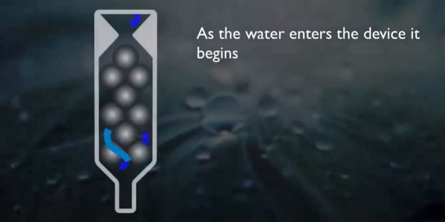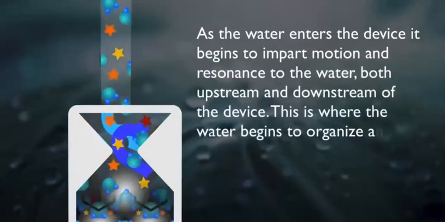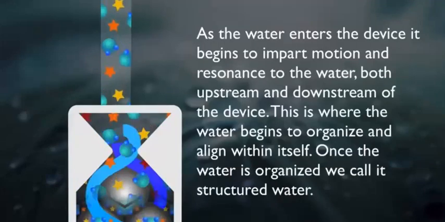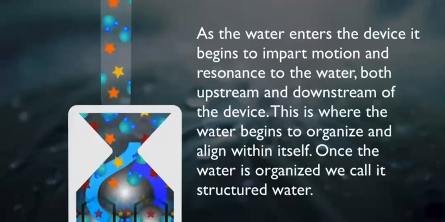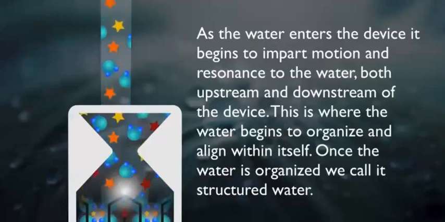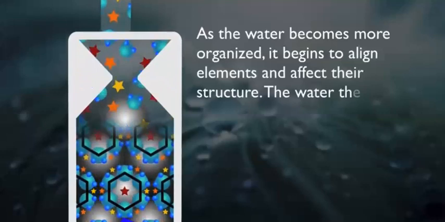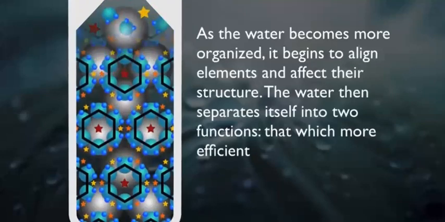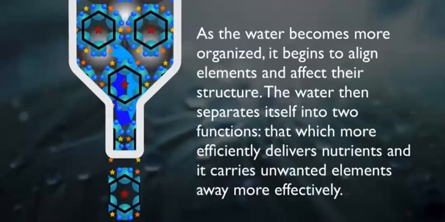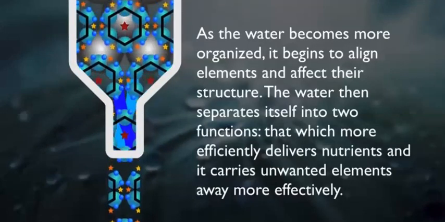As the water enters the device, it begins to impart motion and resonance to the water, both upstream and downstream of the device. This is where the water begins to organize and align within itself. Once the water is organized, we call it structured water. As the water becomes more organized, it begins to align elements and affect their structure. The water then separates itself into two functions, that which more efficiently delivers nutrients and carries unwanted elements away more effectively.